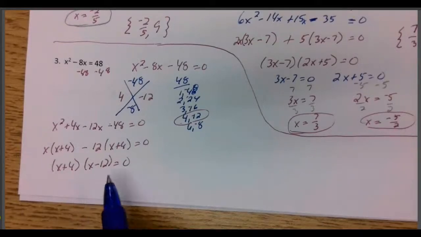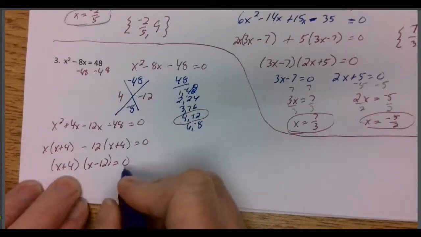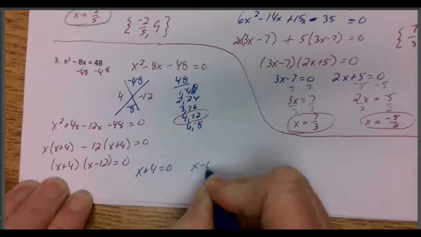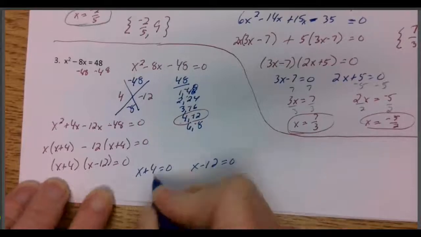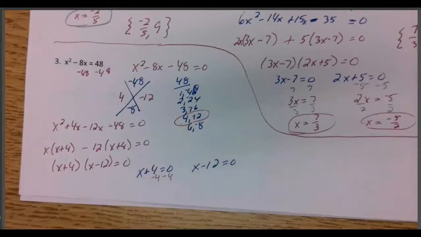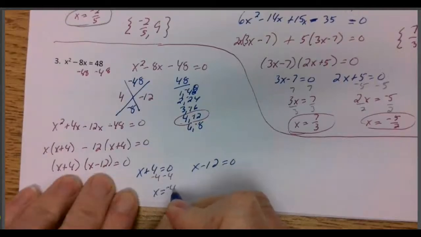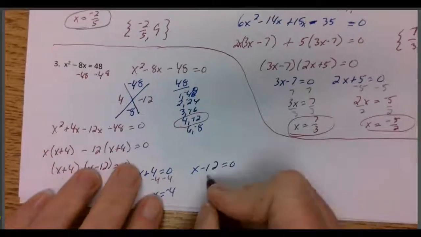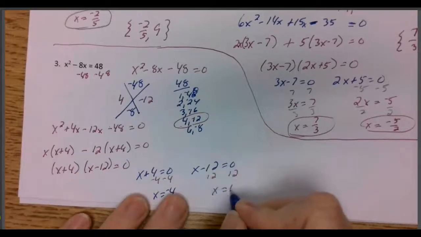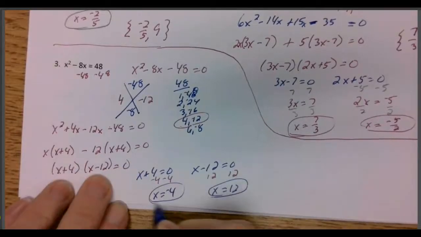That's step 2. Step 3, set each factor equal to 0. So I always have to set them both equal. Now I just solve. This one's pretty quick. So I get x is equal to negative 4 and x is equal to 12. Write it in set notation.